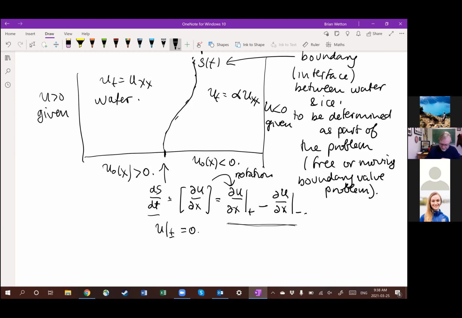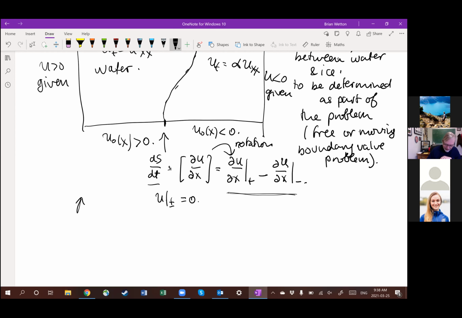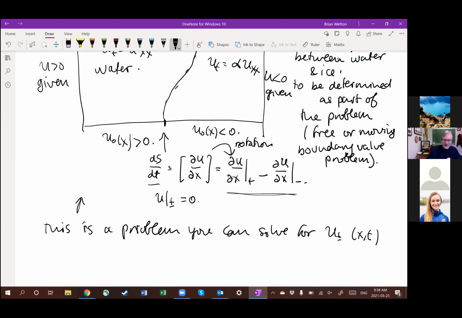So this is a problem you can solve for, I'll say, u plus and minus of x and t, the two different functions, the ice temperature and the water temperature, and s of t.